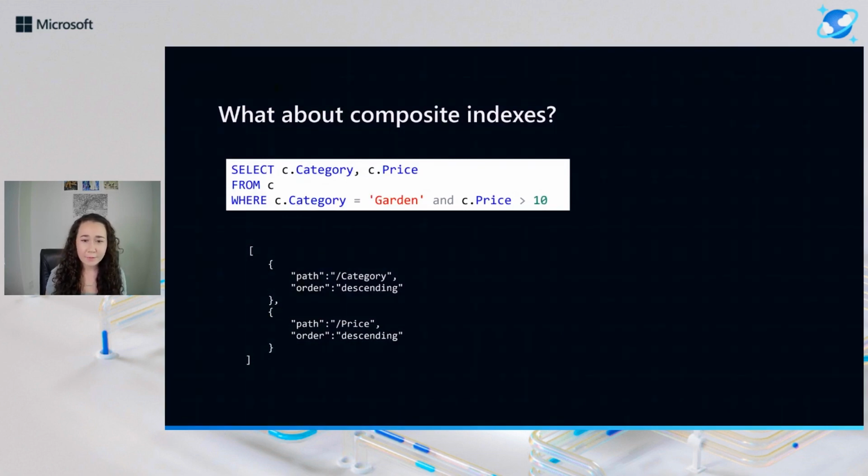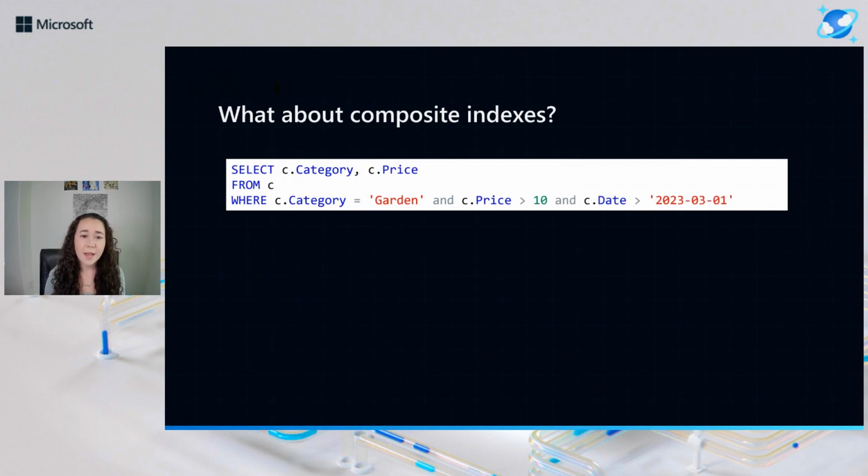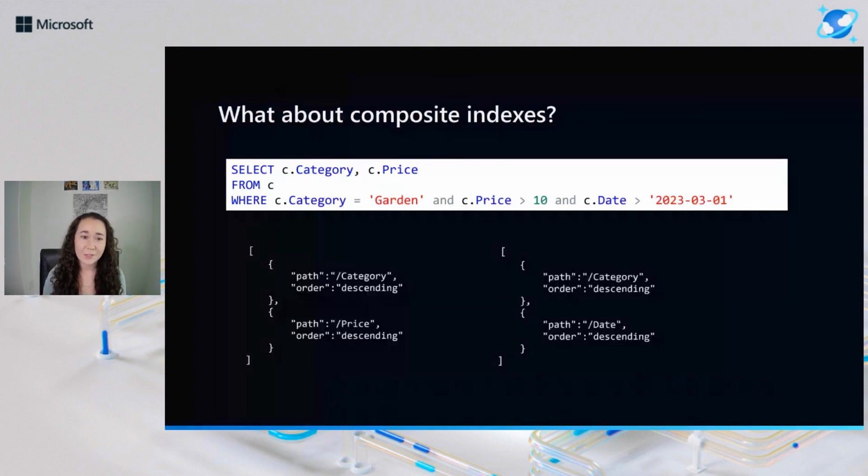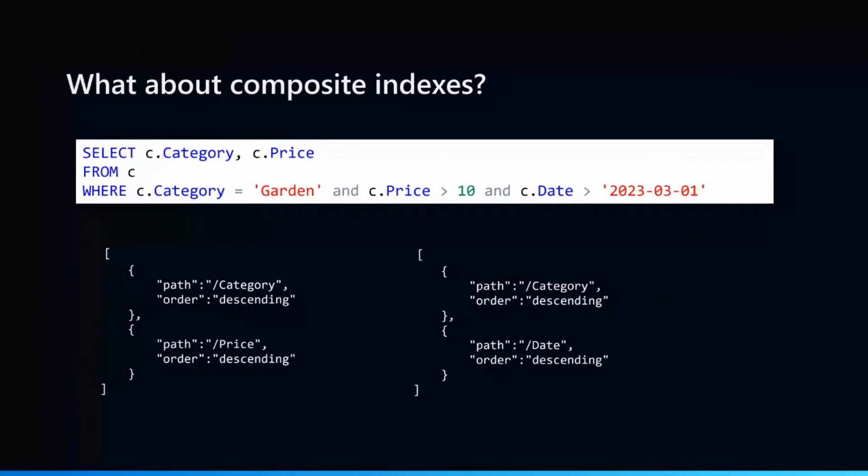So what if we have a really similar query, but this time we want price greater than 10, and we want the date to be above March 1st, 2023. So in this sample query, we actually have two range filters, but not to worry, we can use two composite indexes to serve this query. So queries can use as many composite indexes or a combination of single and composite indexes as possible to really make the most of whatever indexing policy you have defined.